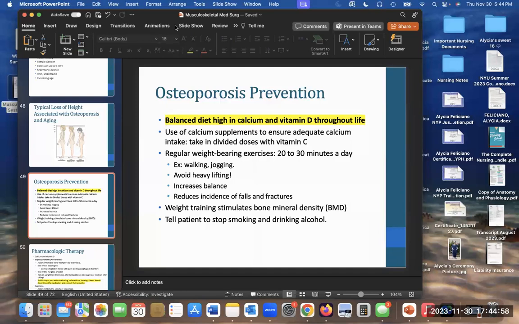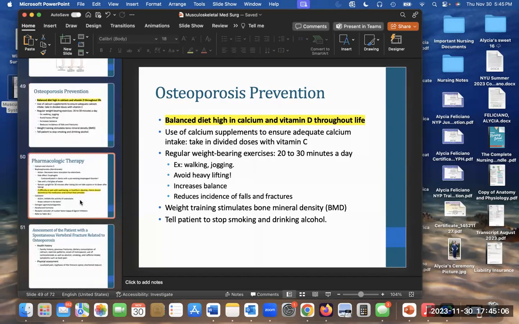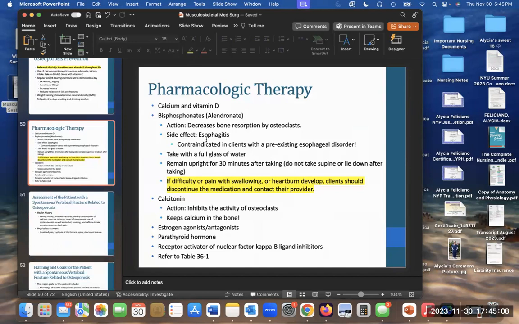And we also want to tell the patient, hey, if they're smoking or they have a history of using alcohol, they should stop that because it's going to make their osteoporosis worse. Now, pharmacological therapy: calcium and vitamin D.